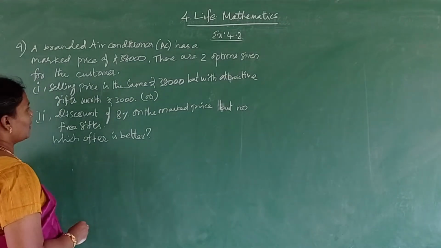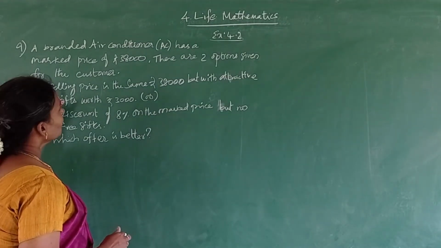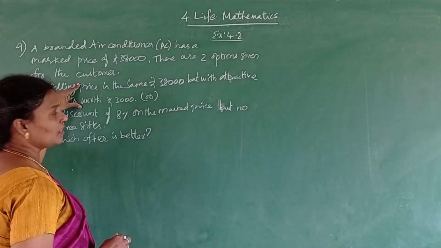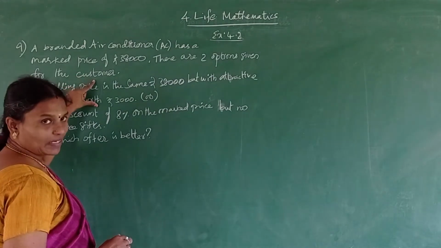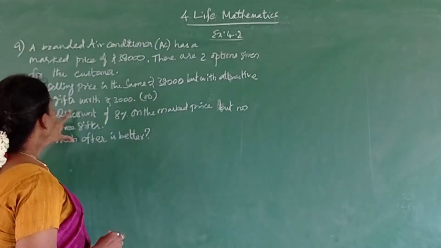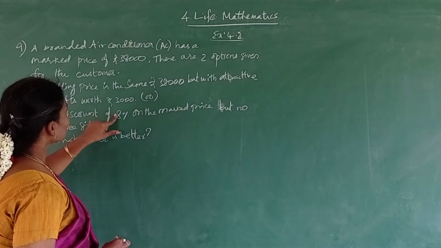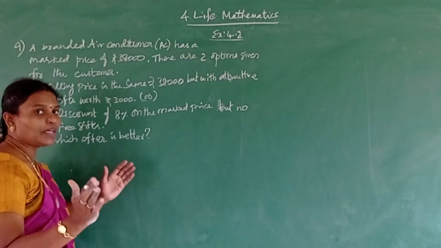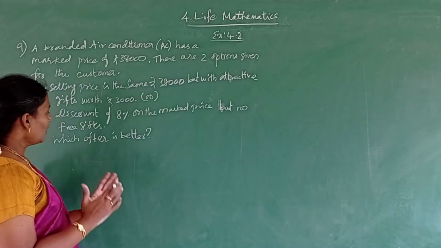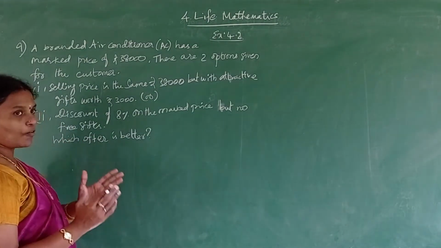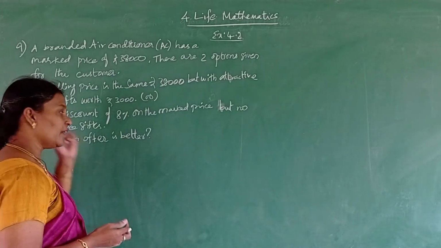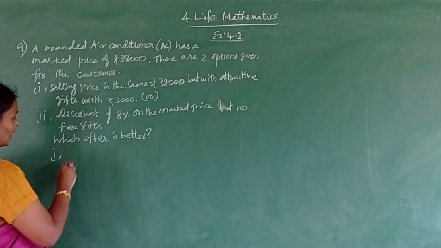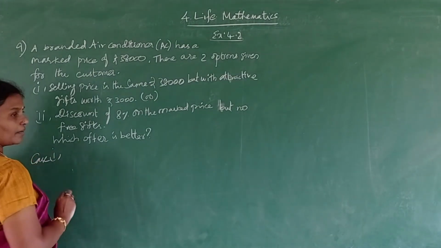Now first we find out the first. If we use the first offer, what bill amount will come? Then if we use the second option, what bill amount will come? Compare the two bill amounts, then we find out which offer is better. Let me see the first one. So case 1.